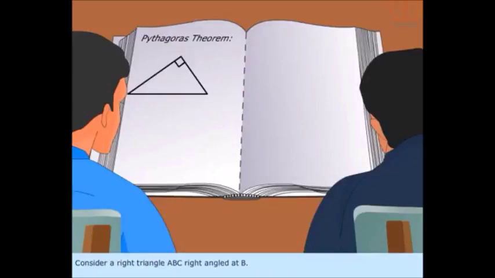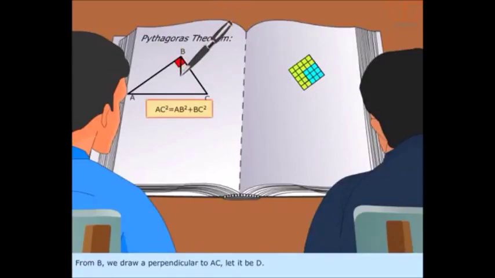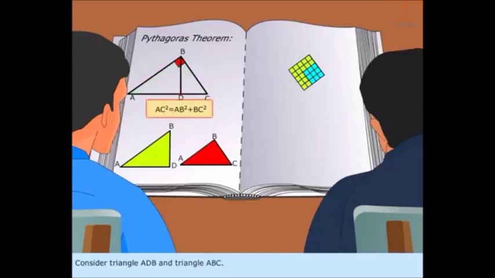Consider a right triangle ABC right angled at B. We have to prove AC squared equals AB squared plus BC squared. From B, we draw a perpendicular to AC. Let it be D. Consider triangle ADB and triangle ABC.